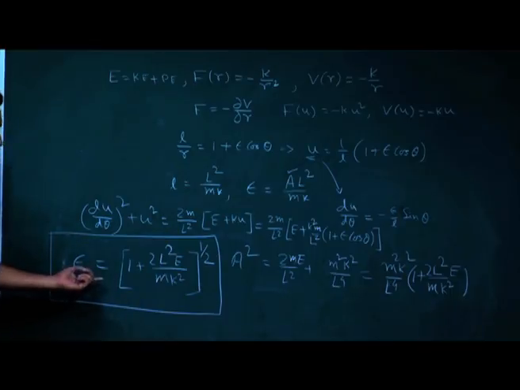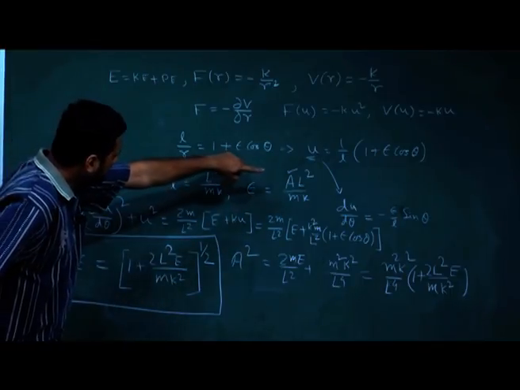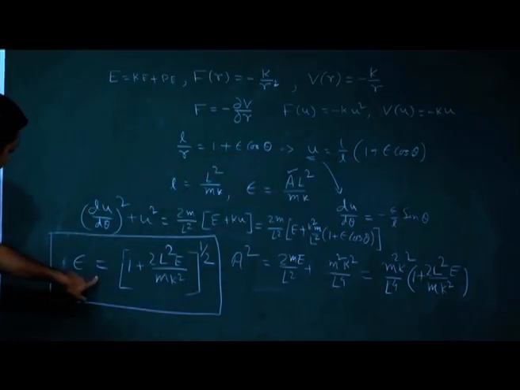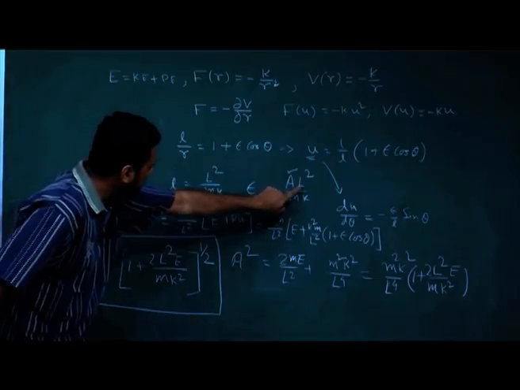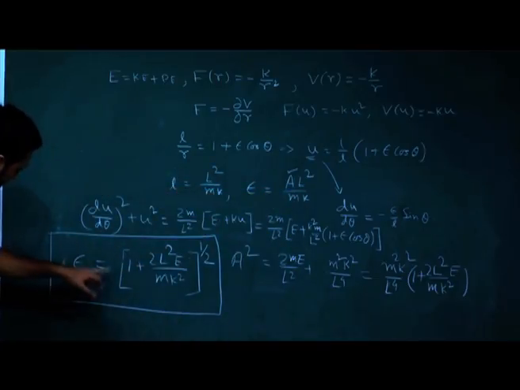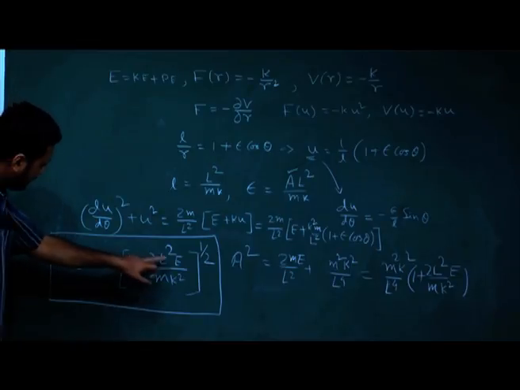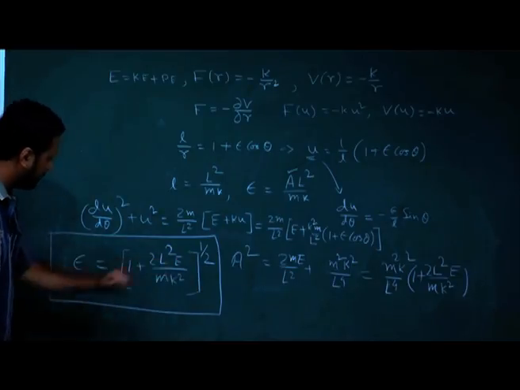I think it was right actually. The expression for A was right, because if we simply multiply with L square by m k, the prefactor will cancel out, and then we have epsilon equal to 1 plus 2 L square E by m k square, to the power half.